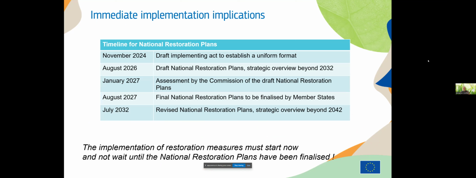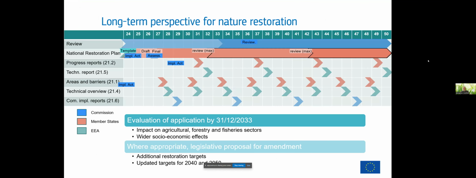Then next year, member states will come with their draft national restoration plans. We give them feedback and assess them in 2027. And then in August 2027, these national restoration plans will be finalized. So yeah, it's a very exciting time for me, having thought that I wouldn't have any work to do. Now we have all these different levels and these things which we're going through. If you're interested, these slides will be available for you.